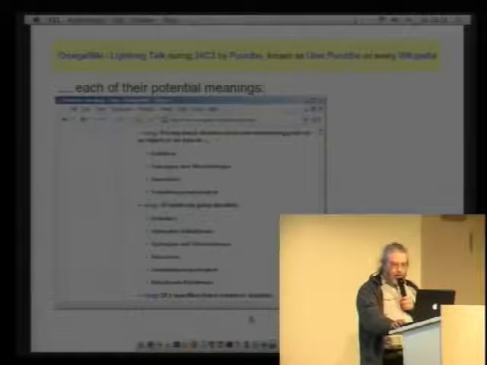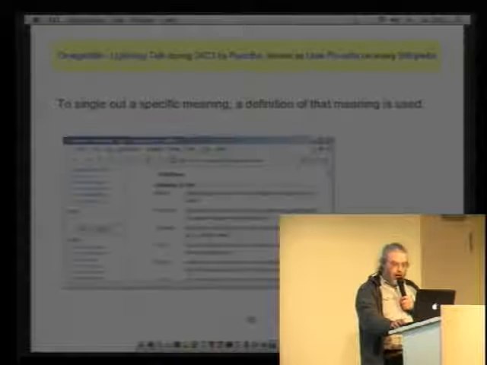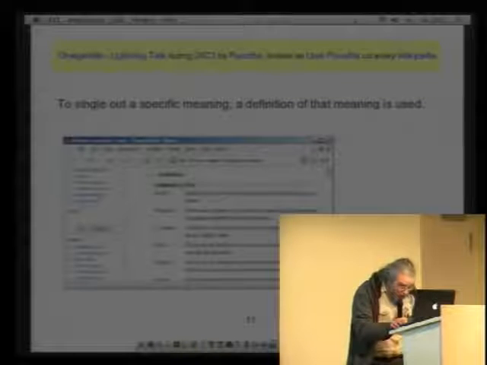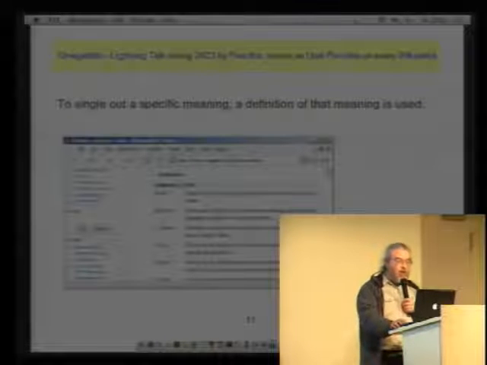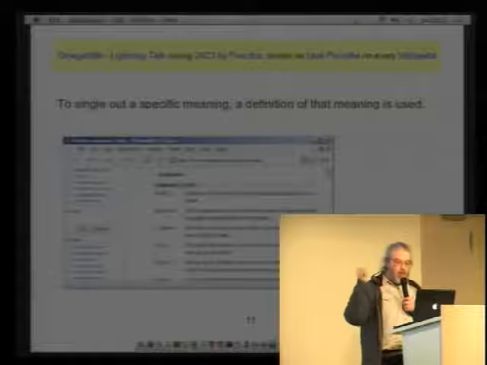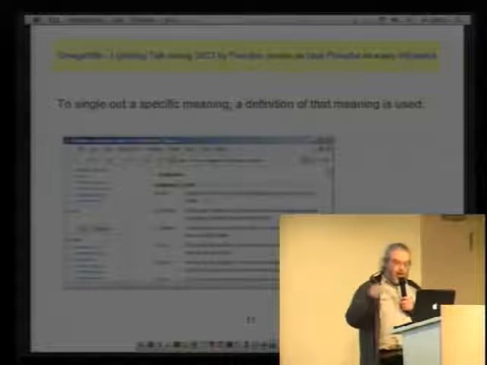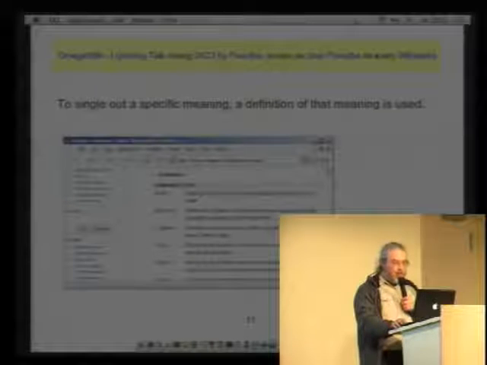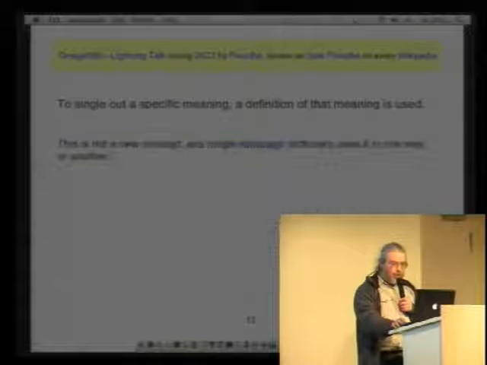In order to single out a specific meaning, we write something which we call a definition. Here is a list of definitions for the word, I don't know which one, in several languages. This is one meaning, and the definition has been translated between these languages.